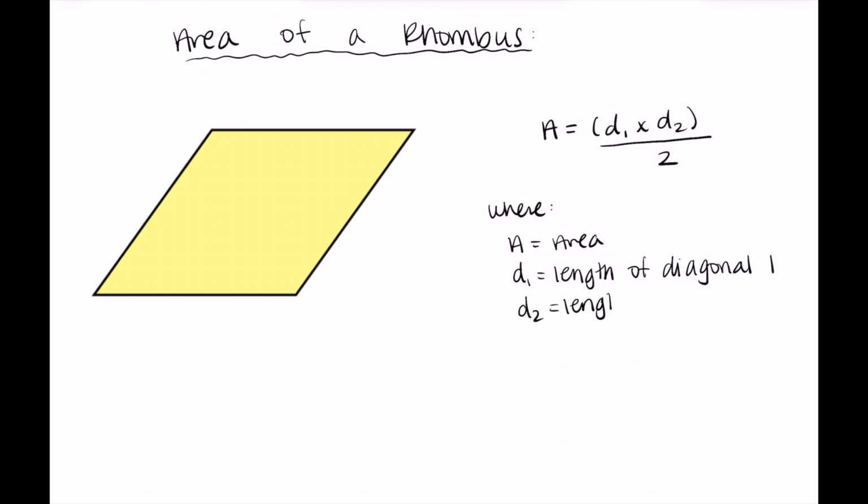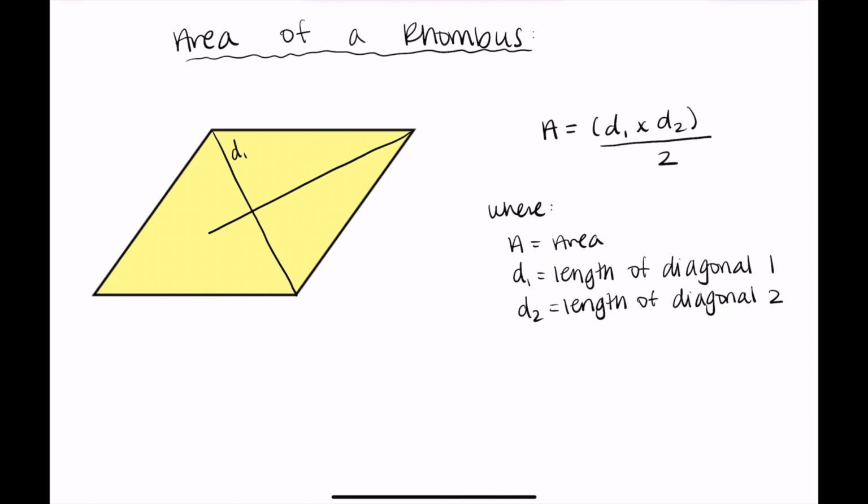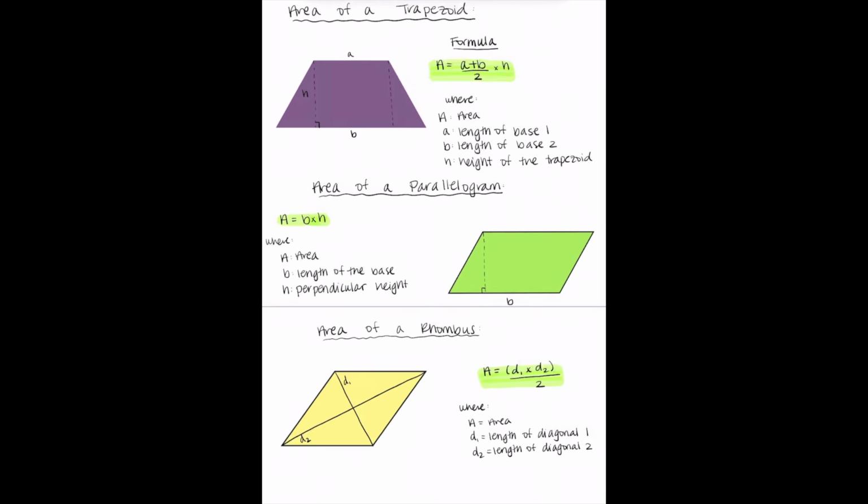And now that we've gone through what each term in this formula stands for, we'll go through and label our rhombus. So a diagonal is a line that goes from one side to the opposite side. So I've labeled D1 here. And now the other one will go from the tip of the rhombus to the other tip, and I will label that one with D2. So those are the two components for our formula for area of a rhombus. And now that we've gone over all three shapes, I'm going to zoom out for you guys.